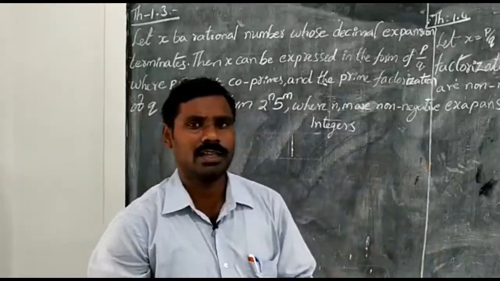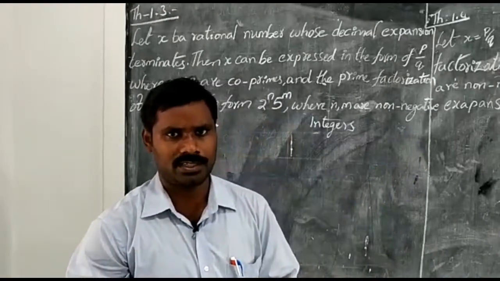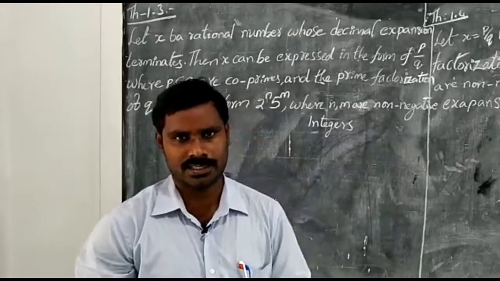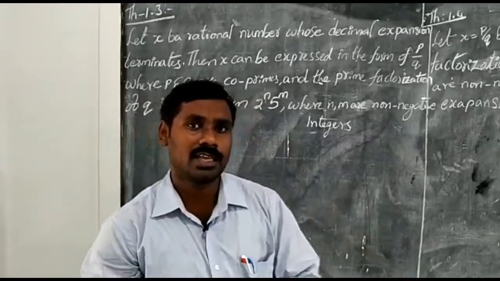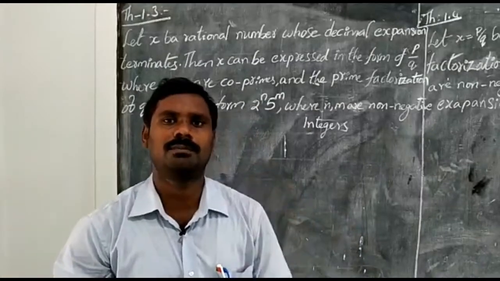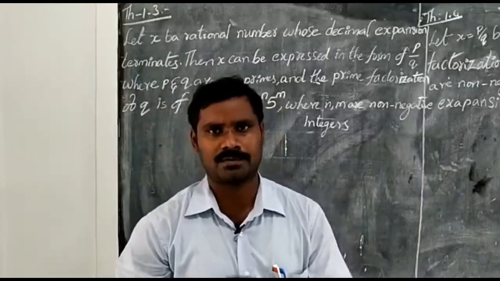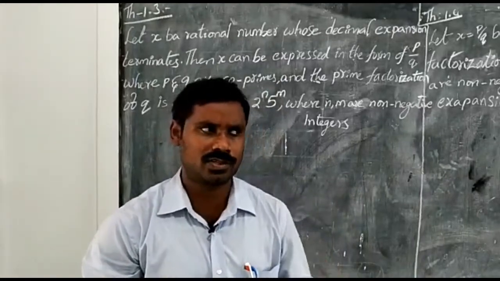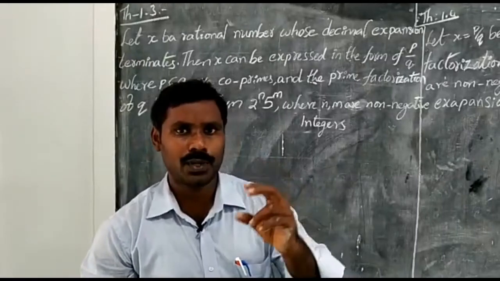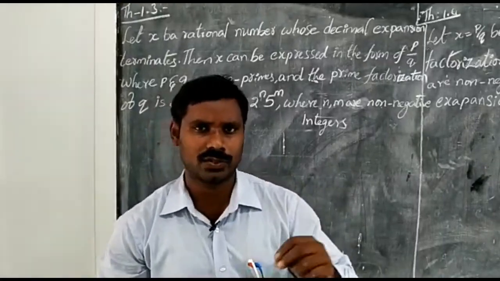Now the second one: how to find the LCM and HCF by the prime factorization method. We also completed that one, and the fundamental theorem of arithmetic. What is the fundamental theorem of arithmetic? Every composite number can be expressed as a product of powers of primes and its factorization is unique.